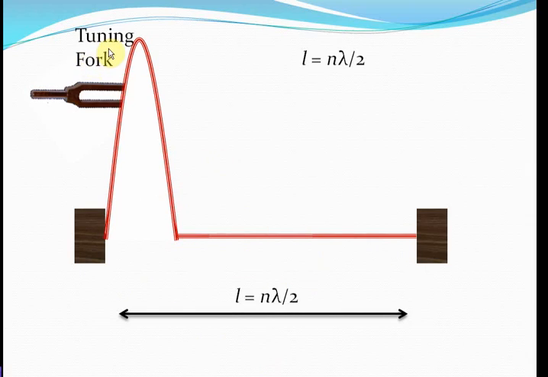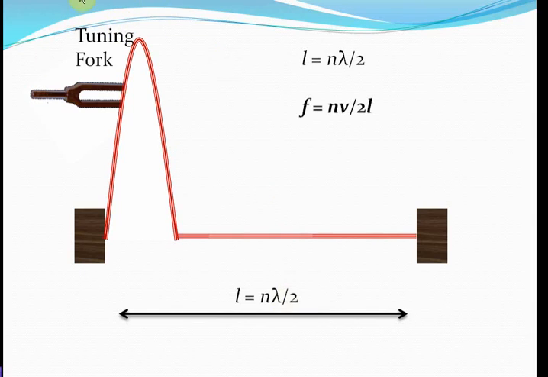Instead of fixing the length of the string to be L equal to n lambda by 2, we could also change the frequencies of the tuning fork, to ensure that lambda of the waves produced by the tuning fork changes such that L equal to n lambda by 2, right? That is, the length will be the length of the string. We won't interfere with it, but we can change the frequency of the tuning fork so that the wavelength of the waves created by the tuning fork is such that lambda is equal to 2L divided by n, or L equal to n lambda by 2.